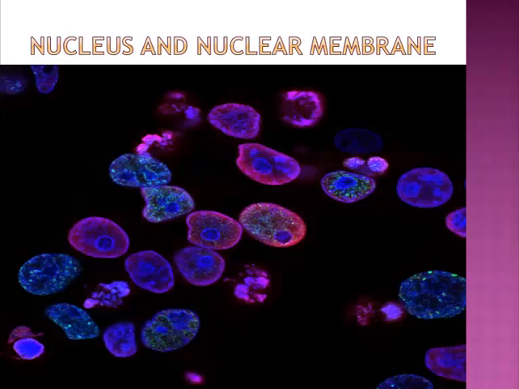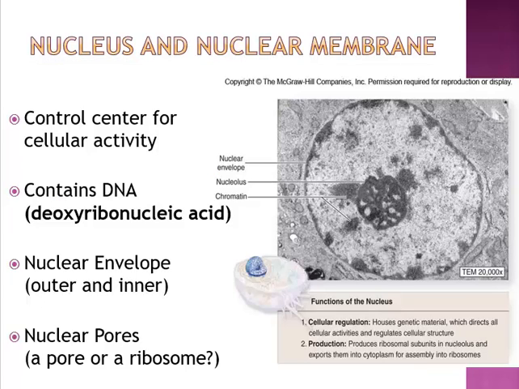Now let's talk about the nucleus and nuclear membrane. The nucleus is the center and it contains the cell's genetic material, also known as your DNA or deoxyribonucleic acid. Your nuclear envelope is going to be the outer membrane of the nucleus, and it also has nuclear pores, which many students often confuse with ribosomes.